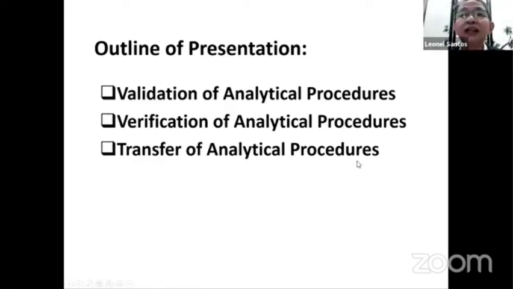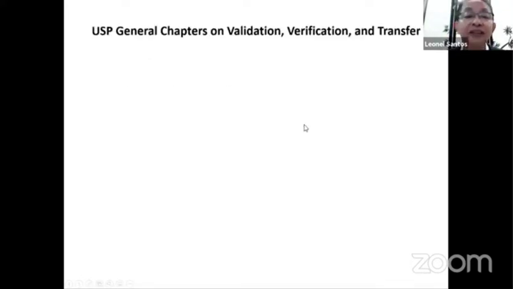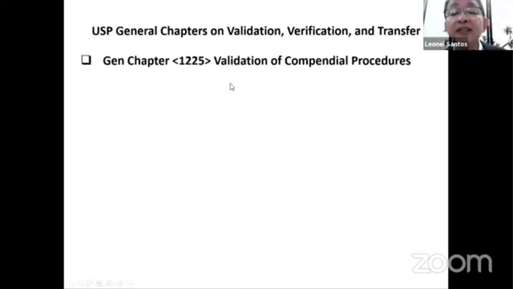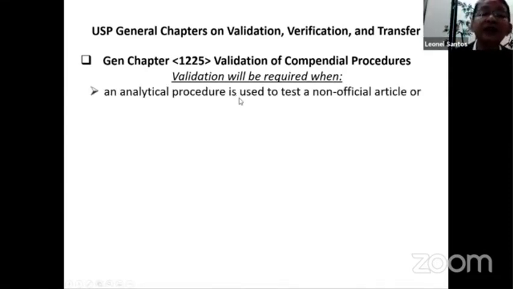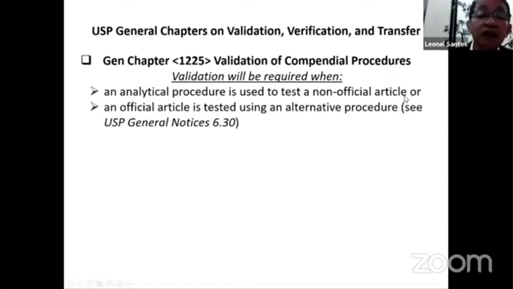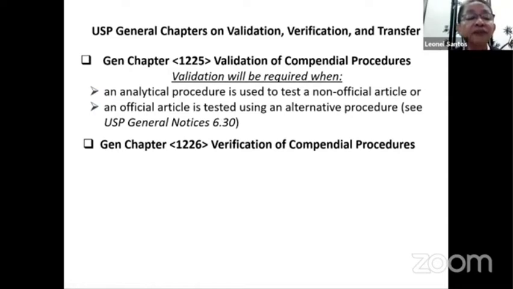These are the things that I typically teach in pharmacy schools and graduate schools. So the general chapter: validation, verification, and transfer. Again, this is a review. Validation is required when an analytical procedure is used to test a non-official article, or an official article is tested using an alternative procedure. So this is covering the General Notices 6.3.